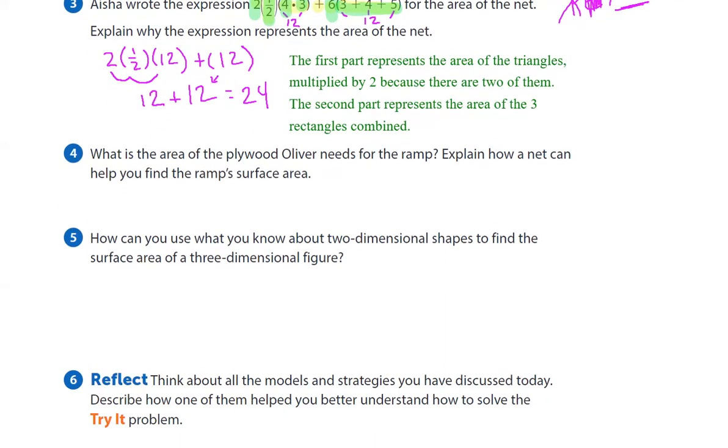What is number 4 here? What is the area of the plywood Oliver needs for the ramp? Explain how a net can help you find the ramp's surface area. So we already solved how much plywood he needs. He needs 84 square feet.